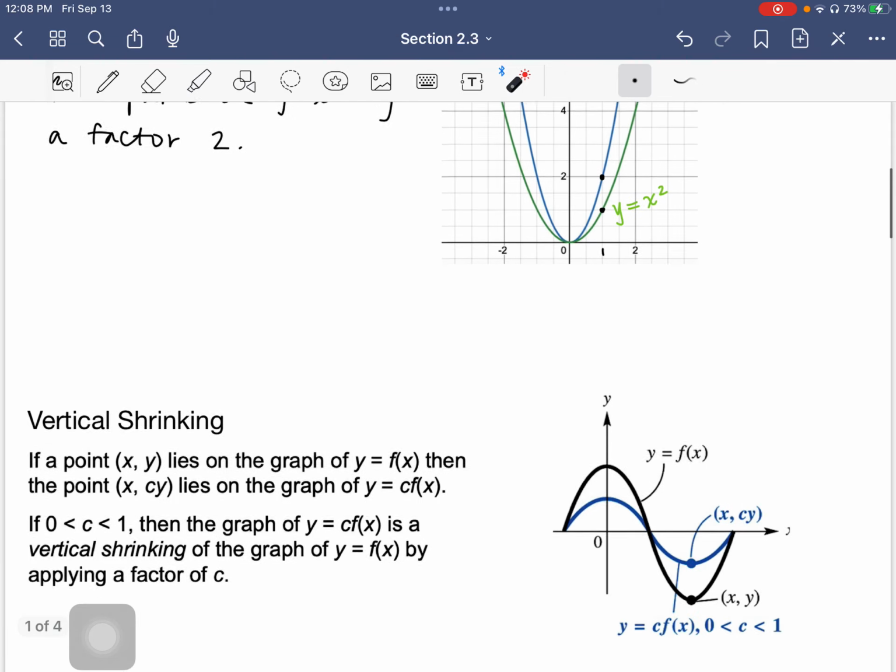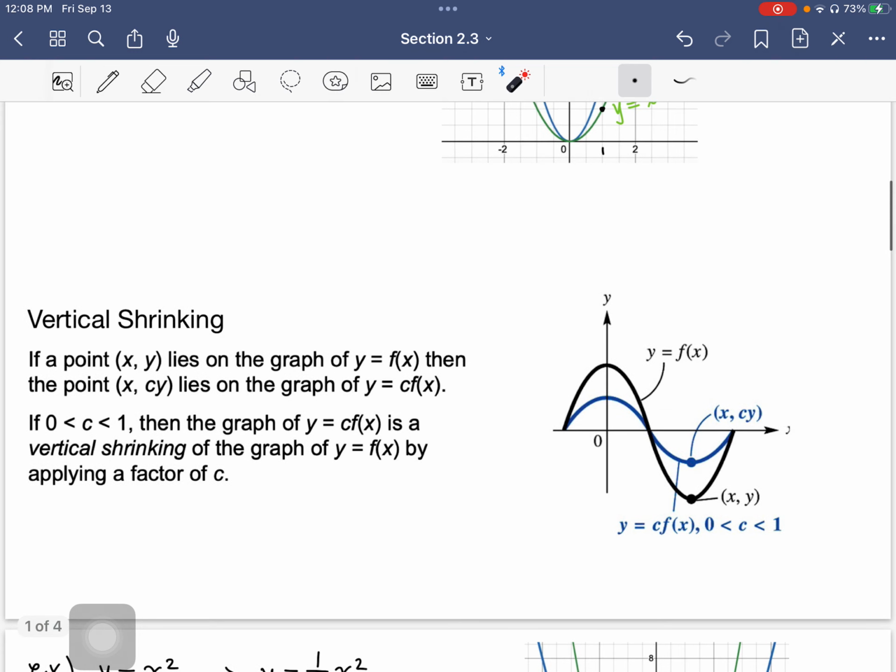If we can have vertical stretching, we can also have vertical shrinking. So again, if we have a point that lies on this graph, then this new point here will lie on this graph as well. So we're just changing it by a factor of c. But if this factor of c lies between 0 and 1, then this new graph is called a vertical shrinking of our original graph, and it's a vertical shrinking by a factor of c.